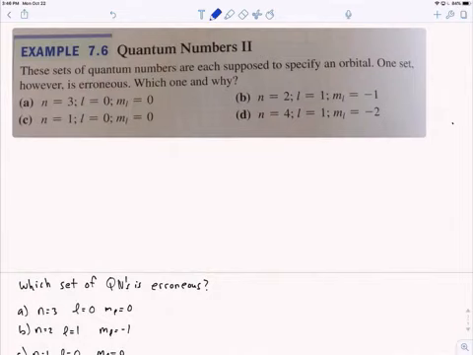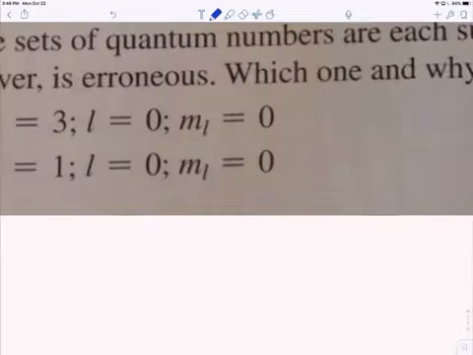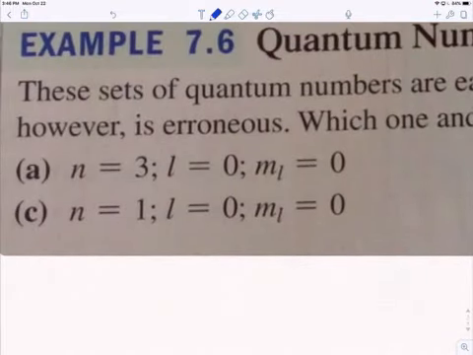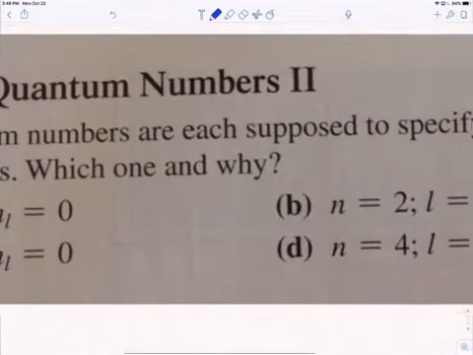So now we have these sets of quantum numbers that specify an orbital. One set is erroneous. Which one and why? So I'll zoom in on these. So n equals 3. That means L can be 0, 1, or 2. L being 0 is fine. If L is 0, M sub L has to be 0. So A is fine.